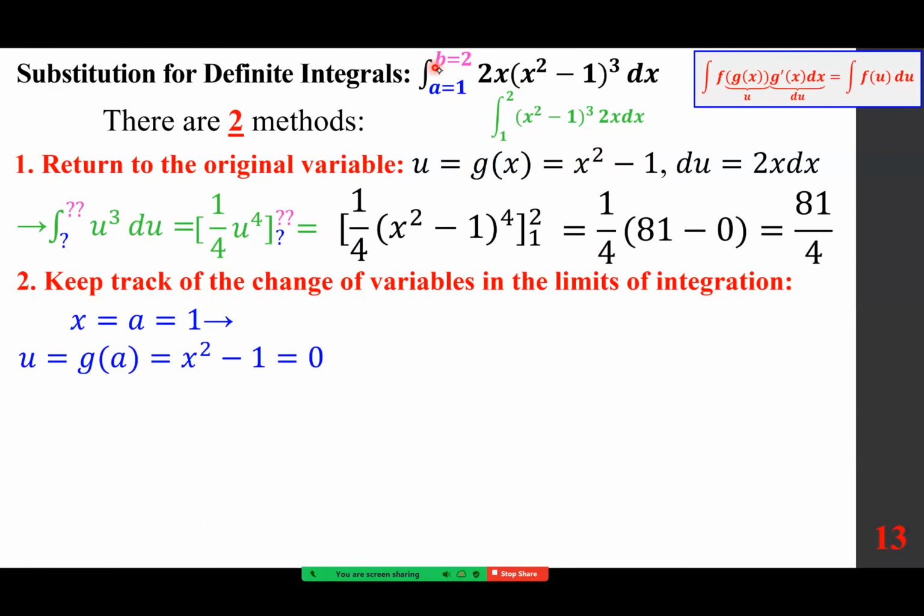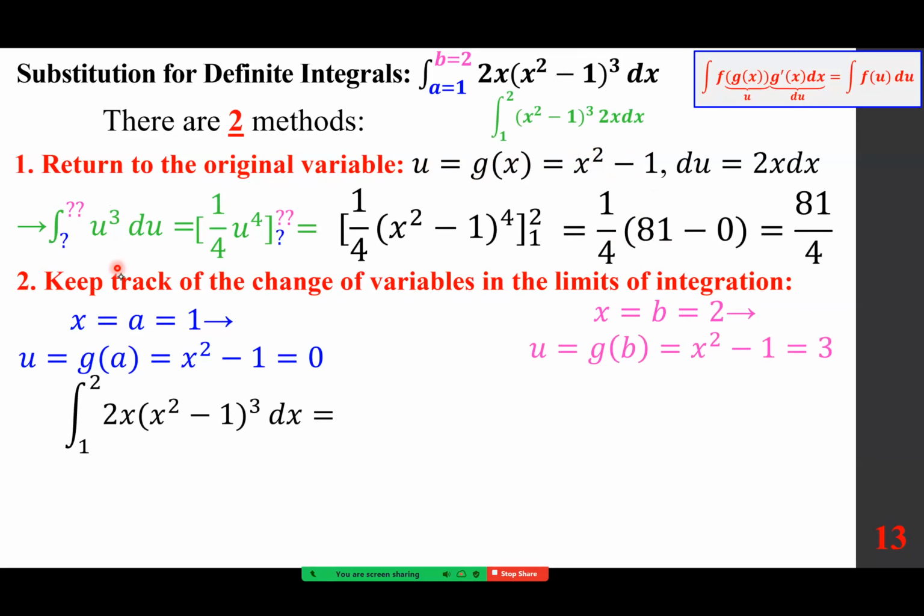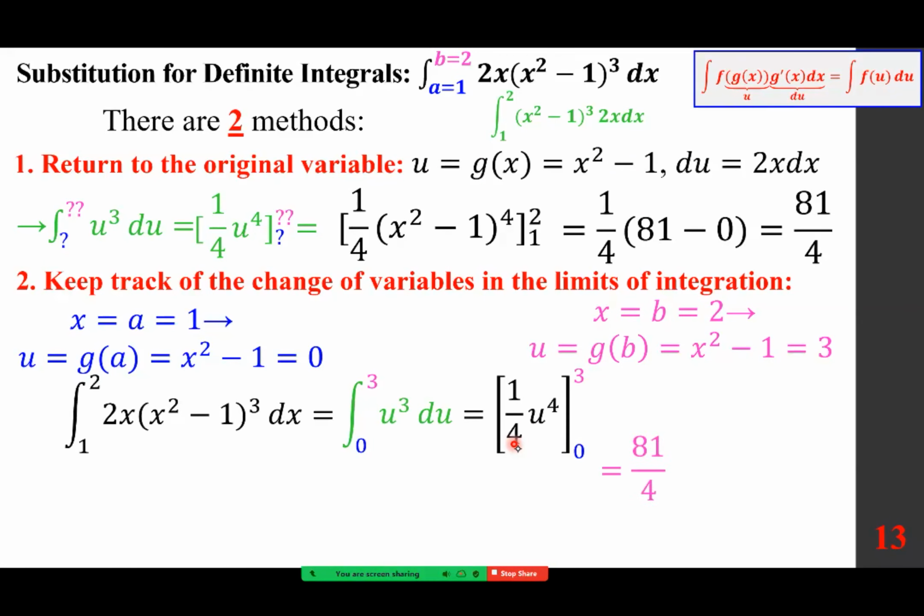The upper limit was 2. Now put it into this. I put the 2 here, 2 squared, 4 minus 1, that's 3. The new upper limit, now we have it. So over here, we have the lower limit, as well as the upper limit. So it's the same as if we were to rewrite it over here from 0 to 3 u cubed, or 1/4 u to the power 4 from 0 to 3. So you can't go with the original limits. Now, if I plug in 3, 3 to the power of 4 gives me 81, 0 gives me 0, so 81 times 1/4, I get to the same answer.